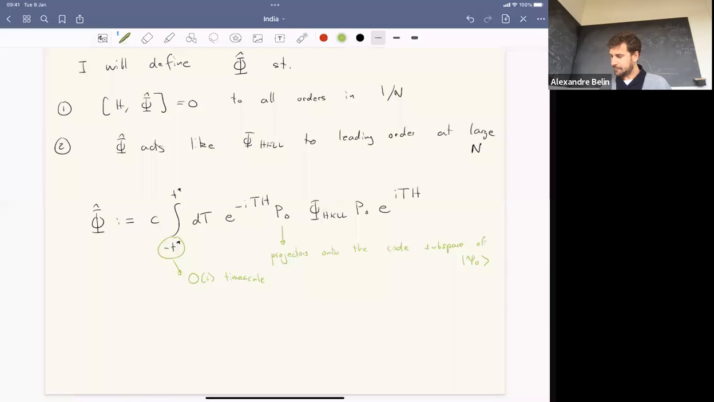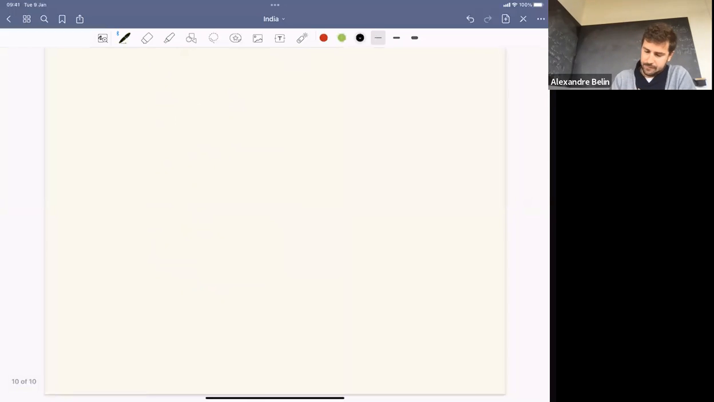Okay. And now the claim is that this operator satisfies both of the properties. Okay, so let me prove that, and you'll see it's pretty quick. So let's start with property one, commutation with the Hamiltonian.